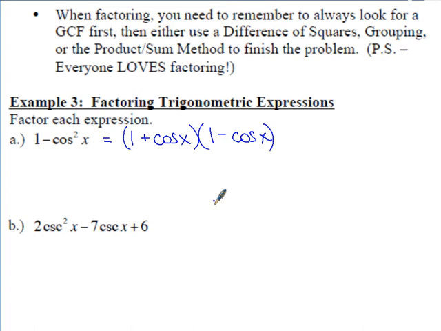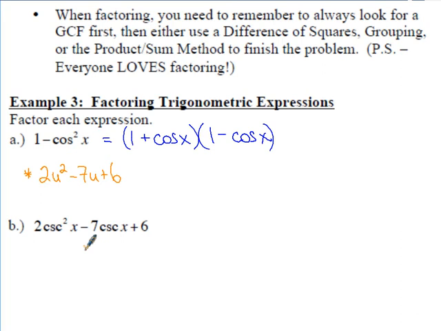Now for B, some people look at this and make weird sounds. So I'm going to show you something that might look a little bit nicer: 2u squared minus 7u plus 6. What did I do? I took out the cosecant of x and just placed a u in its spot. This is called a u substitution.